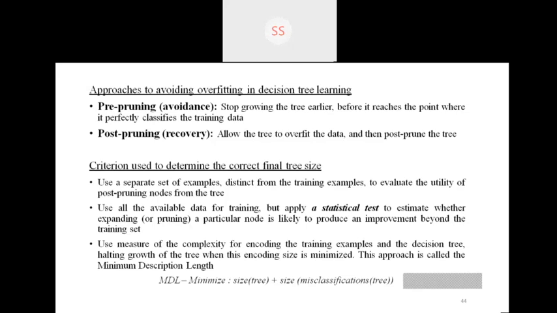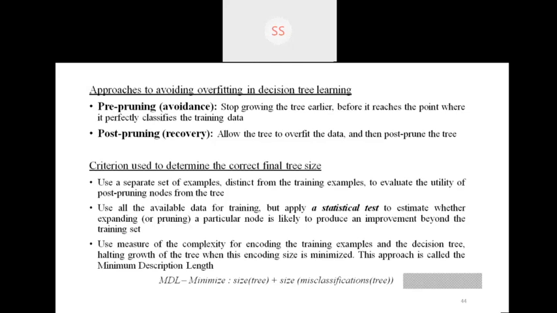And post pruning means allow the tree to overfit the data and then post prune it, right? You first construct the tree using whatever data you have, whether it is noisy data or whatever it may be, then you post prune it. So that is what we call post pruning.